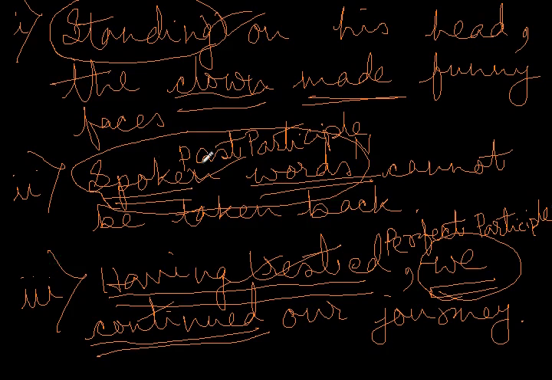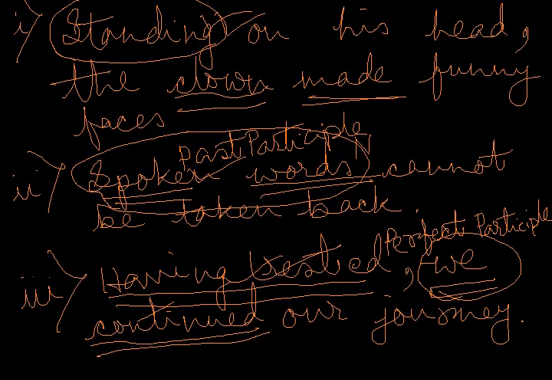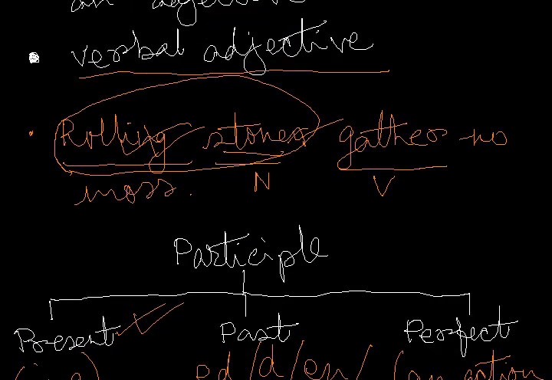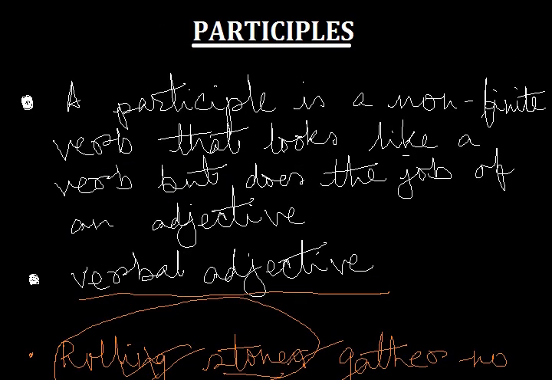In short, these are the three different types of participles. Once again, the students must remember that participles are verbal adjectives. Though they look like verbs, they are actually performing the action of an adjective. So participles are actually verbal adjectives.